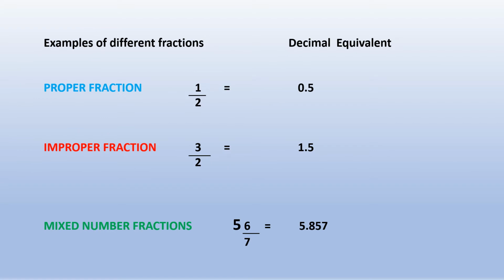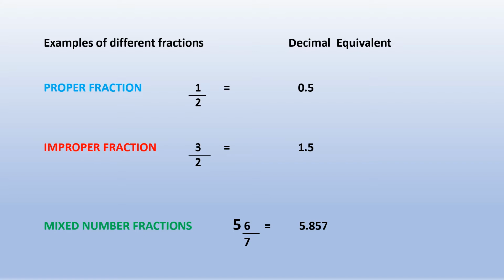Example of different fractions. Proper fraction. 1 is on top, 2 is at the bottom. That means the number on top is smaller than the number at the bottom. Improper fraction. The number on top can be equal or greater than the number at the bottom. Like these are 3 halves. Mixed number fractions. That's a whole number attached to a fraction, like 5 and 6/7.